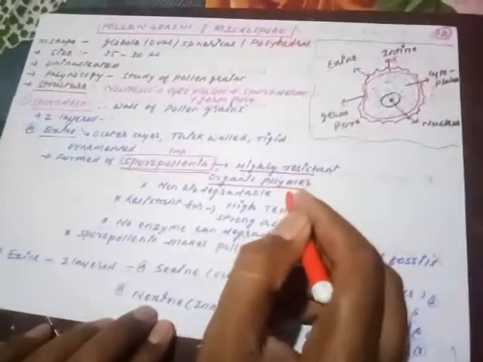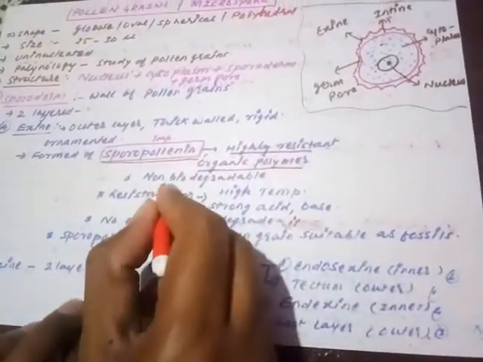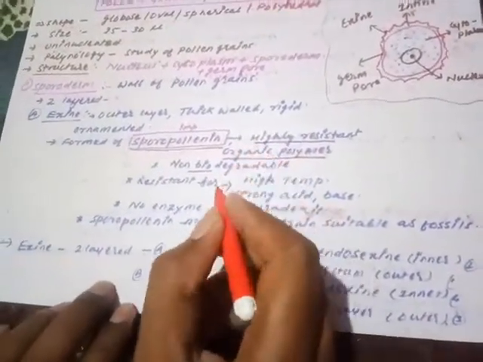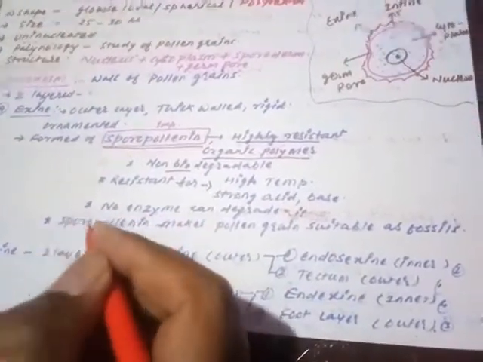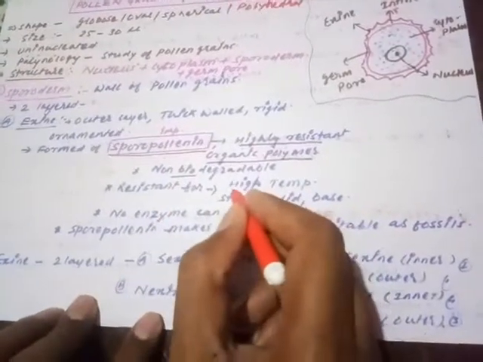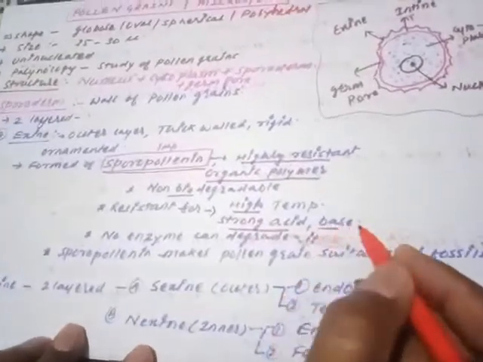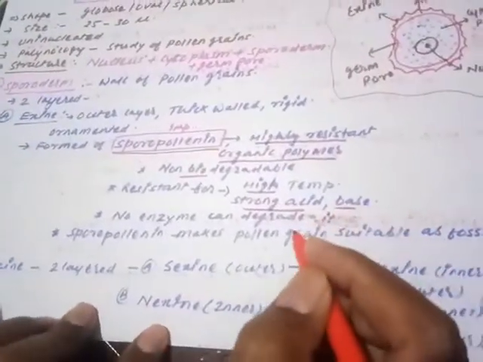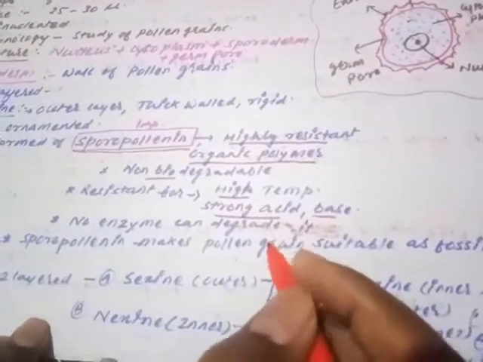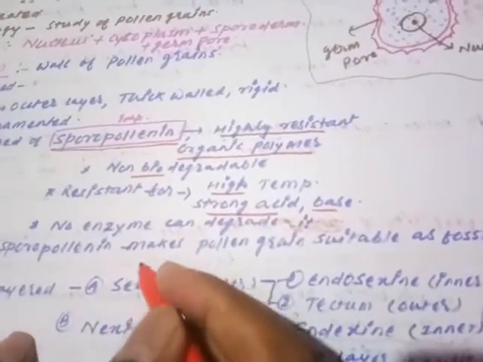So a very specific property of sporopollenin is that it is non-biodegradable. It cannot be degraded by biological agencies, not by any of the enzymes, not by any of the chemicals present in the environment. It is highly resistant to high temperature, strong acids and strong bases present in the atmosphere, which means it cannot be easily decomposed. It remains as it is, however it is present. And no enzyme has been reported to date that can degrade it.